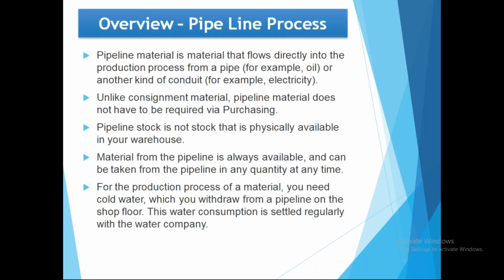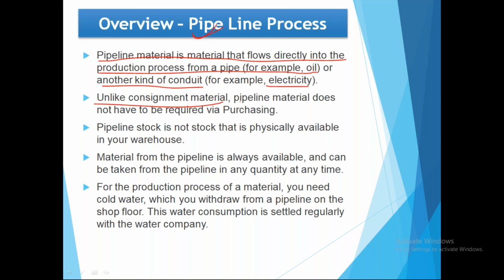Okay, so pipeline material is a material that flows directly into the production process from a pipe, for example oil, or another kind of conduit like electricity. So some materials which you always directly consume from a pipeline, like water, oil, electricity. For those kinds of things, you will use this pipeline process.